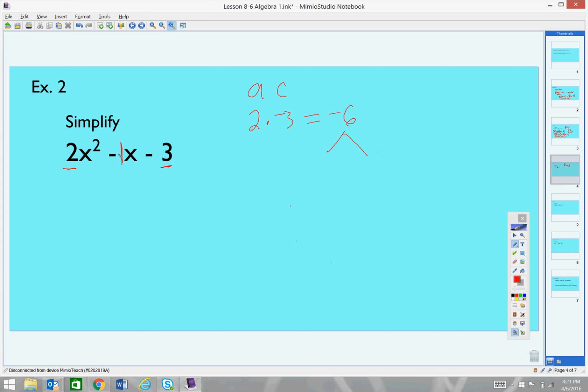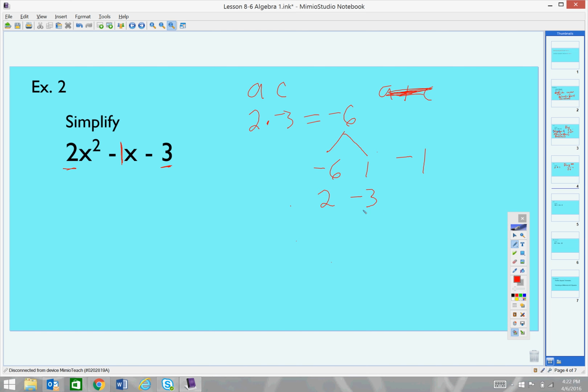Okay, so now I need to think through here, all right, what factors of 6 when added together will get me b? Really, a plus c, the two factors. All right, what two things can I add together that will get me a negative 1? Let's look here and say, what about negative 6 and 1? No, that's negative 5. Okay, what about 2 and negative 3?